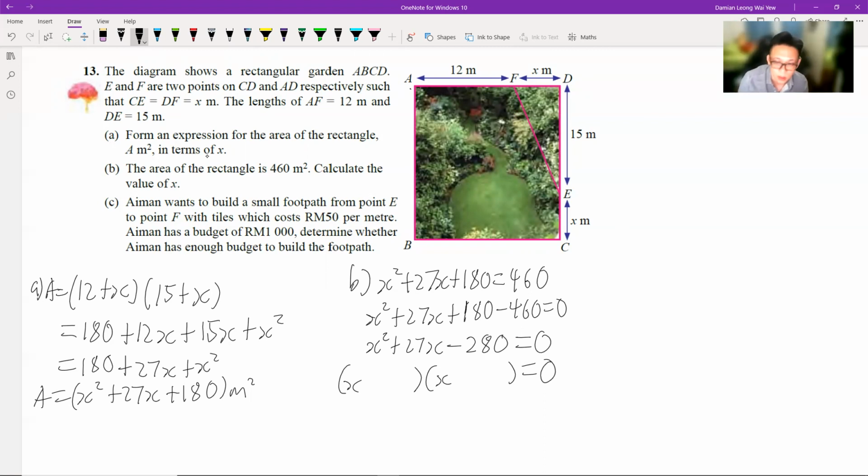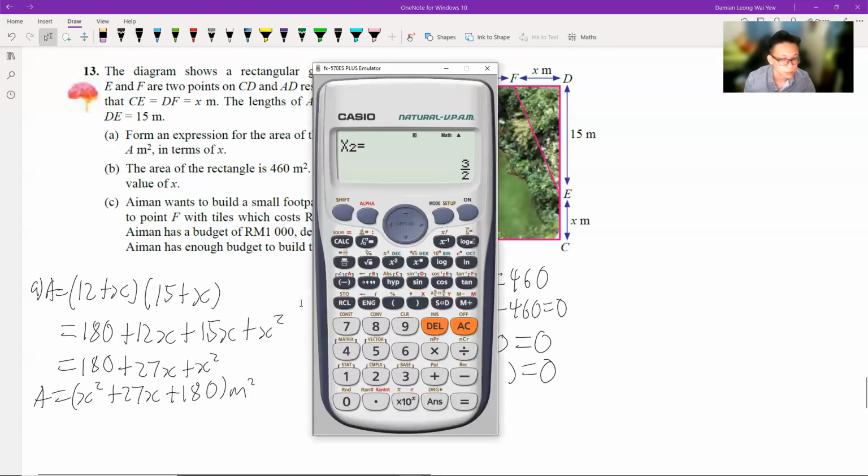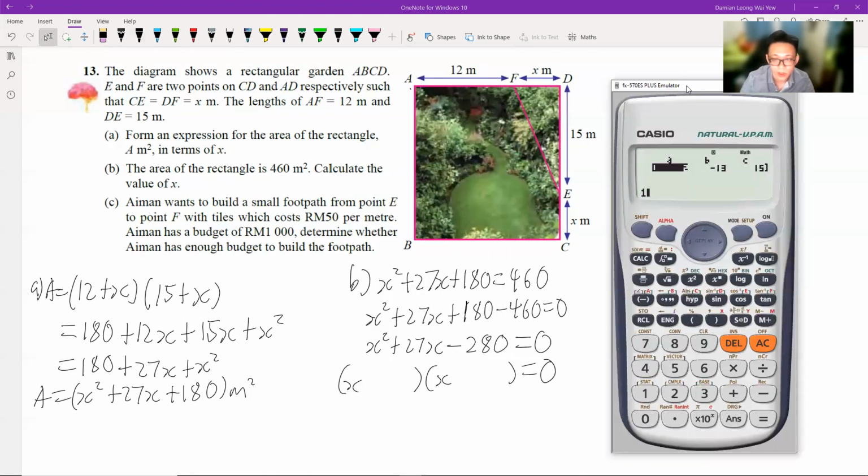So this is, yeah, it's a bit hard. So let's use the calculator. Just key in your A, B, and C value: 1, 27, negative 280. Yeah, you get 8 and 35.